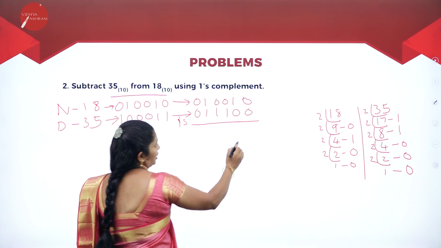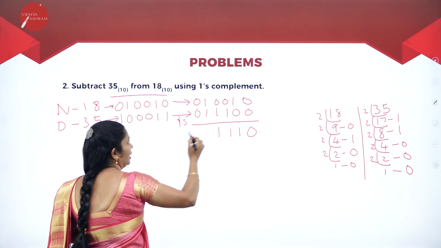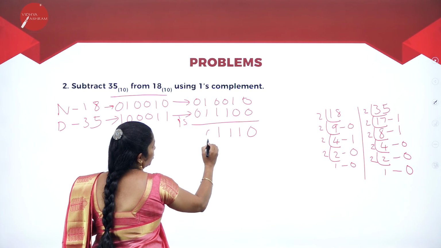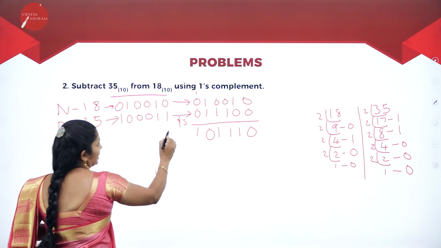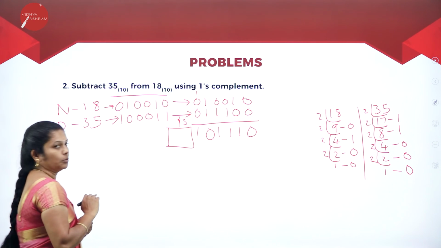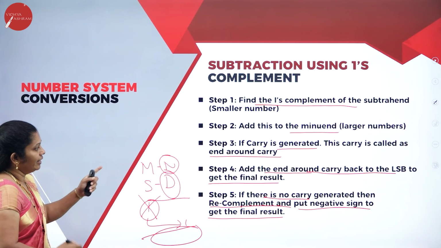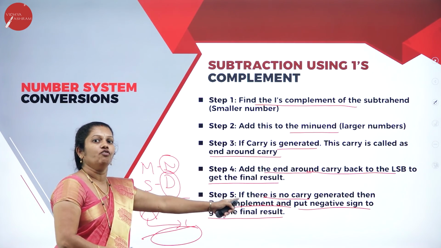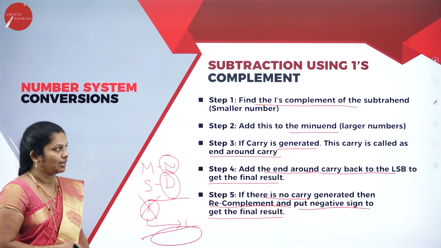0 plus 0 is 0. 0 plus 1, 1. 1, 1. Here 1 plus 1, here it is 0 with carry 1. 1 here. Do you get any extra carry here? No, we do not get any extra. If you observe the steps, if there is no carry generated, then what do we have to do? We have to recomplement and put a negative sign to get the final result.